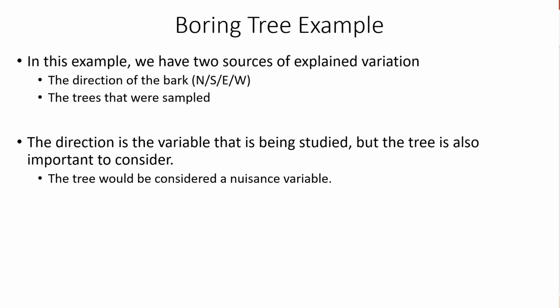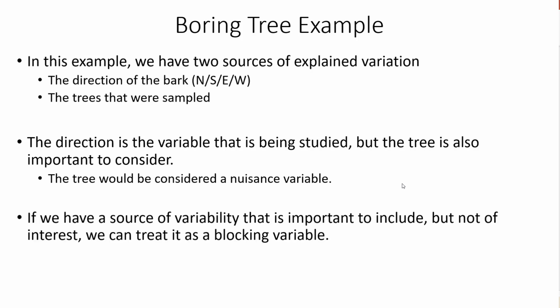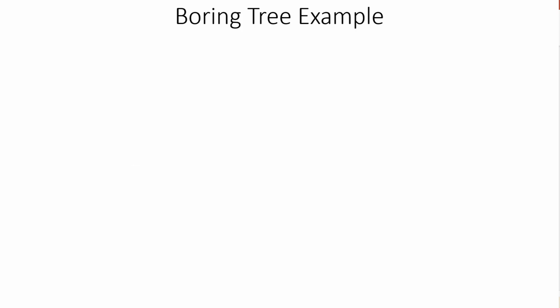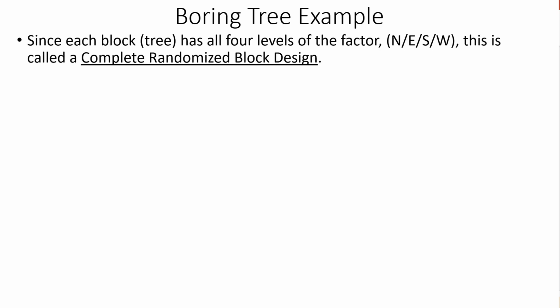And if there's an important variable to consider, but it's not one that we're interested in, we consider it to be a nuisance variable. And if we have a source of variability that's important to include, but not of interest, we can treat these nuisance variables as a blocking variable under certain circumstances. And the reason why we can do that in this case was because each of those trees was measured under all 4 levels. So we can block by the effect that the tree has. And so since each block, in this case the tree, has all 4 levels of the factor, we call this a complete randomized block design.